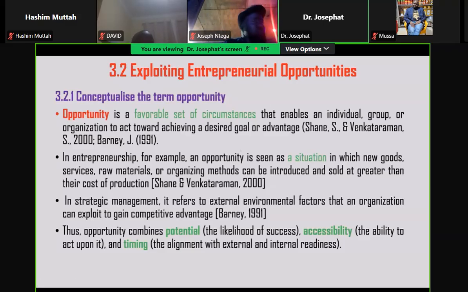First of all, we need to know the term opportunity. When we talk about opportunity, we don't have a universal definition of the term opportunity. It depends on the context, it depends on the connotations and the likes. But in a simple ways, we can say that an opportunity is a favorable set of circumstances that enable an individuals, groups, organizations to act towards achieving a desired goals or advantages.